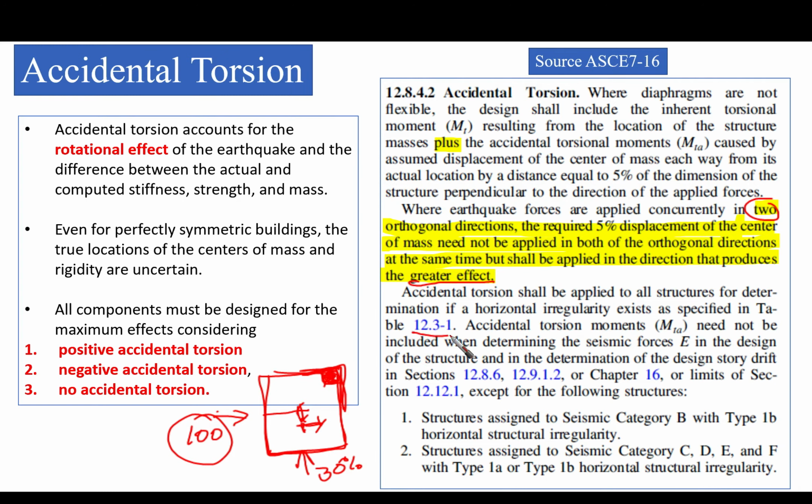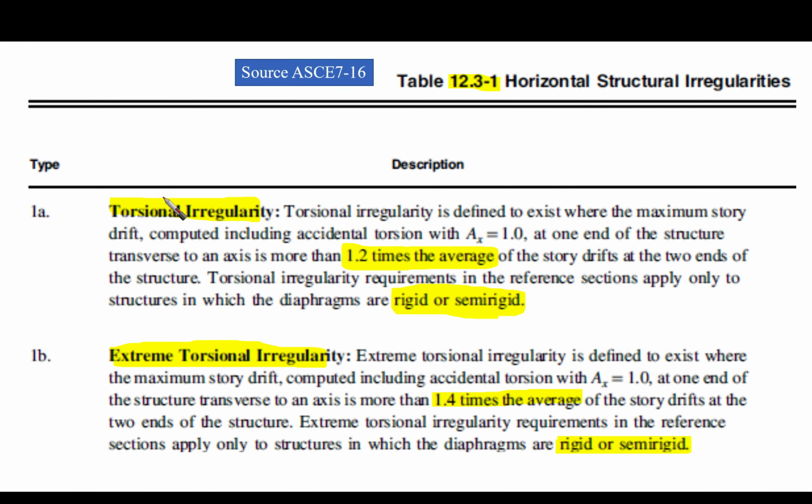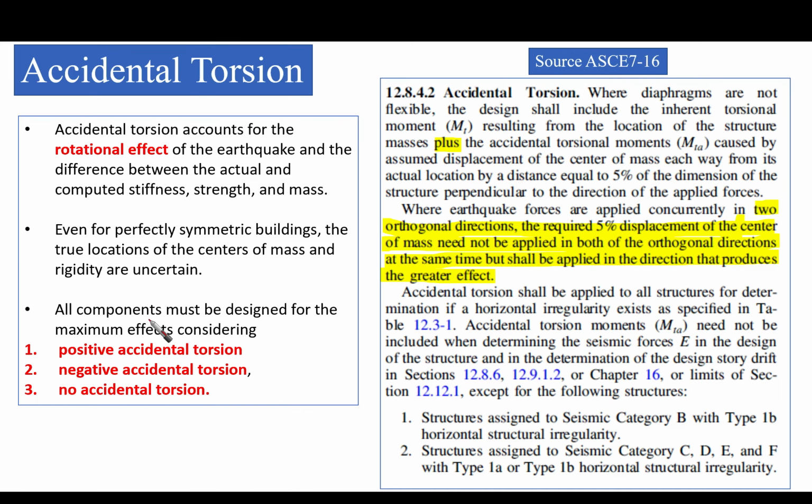Accidental torsion shall be applied to all structures for determination if a horizontal irregularity exists as specified in this section. Another point that needs to be applied is if we have torsional irregularity. I'm going to show you the table. This is Table 12.3-1, horizontal structural irregularity. We're going to find type 1A and type 1B. This is torsional irregularity and this is extreme torsional irregularity. So if we encounter a building having one of these cases, then we need to apply accidental torsion.